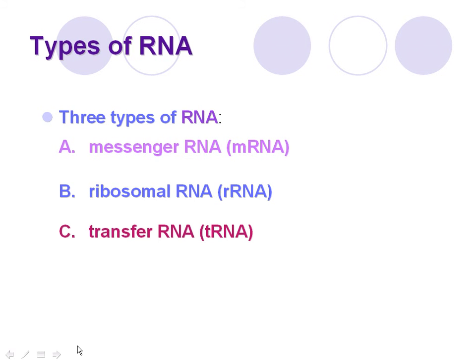So who's going to be responsible for transferring each amino acid? That's going to be our transfer RNA. So it's going to have an anticodon, which will tell us, based on the codon, which of the amino acids is going to be transferred into the sites located on the ribosome.